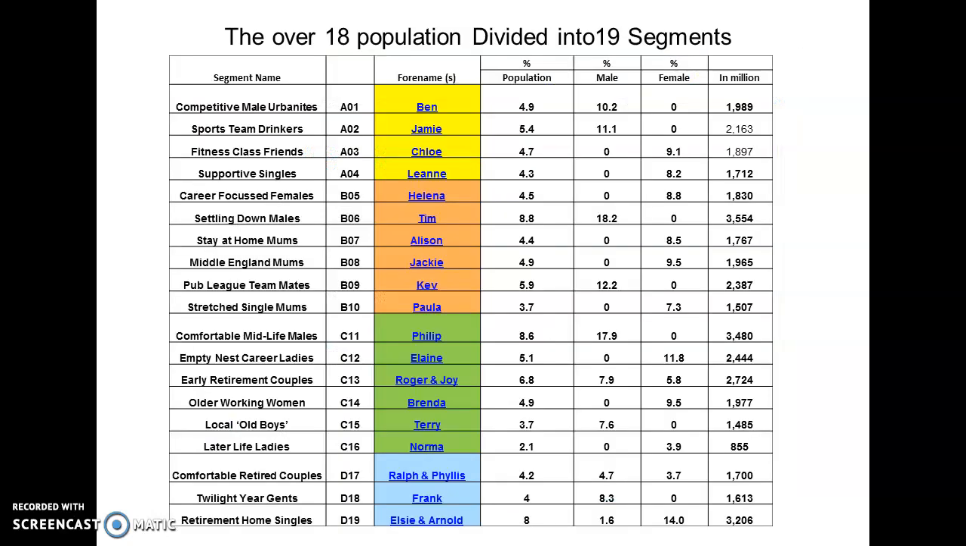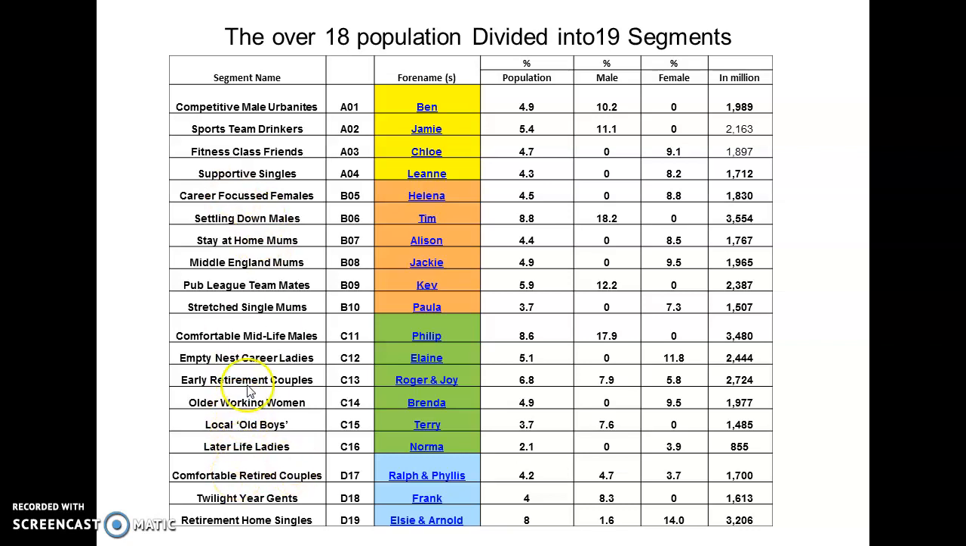So the segments are divided into what we call 19 segments. Down here on the left is what the segments are broken into. If you imagine an orange or a satsuma, when you pull it apart there's different segments to it, this is what Sport England is saying for the over 18s they're broken down into. Starting with competitive male urbanites, so you might get a sense of who they might be. Scrolling down, there's something around stay-at-home mums, pub league teammates, early retirement couples, older working women, local old boys. For your target group, for your assessment, you might be working on older adults, for example. So it says here straight away, early retirement couples, there might be something around older working women, comfortable retired couples, etc.